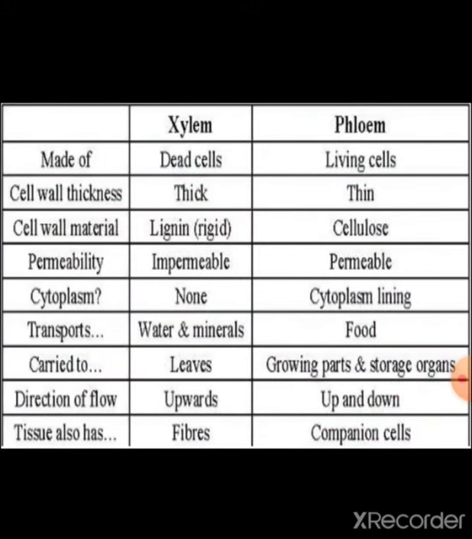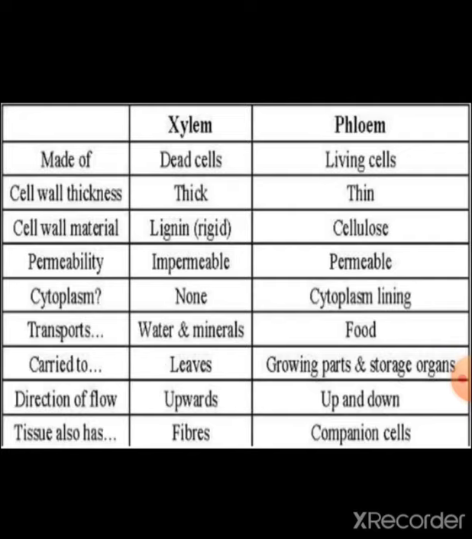In this chart we see the difference between xylem and phloem. First, xylem is made of generally dead cells, phloem is from living cells. Cell wall thickness: xylem cells are more thick, phloem cells are thin. Cell wall material: lignin in xylem, in phloem it's cellulose. Permeability: in xylem, impermeable, in phloem permeable. Cytoplasm: less cytoplasm in xylem, in phloem living.